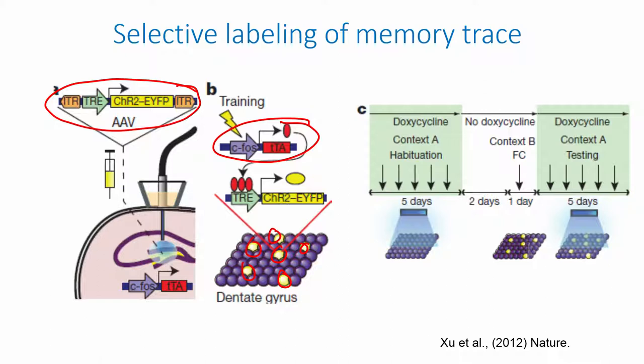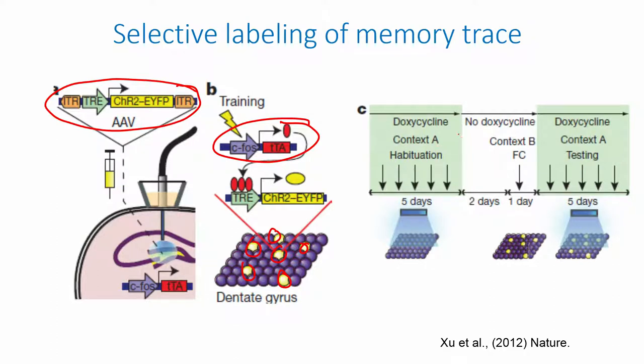The idea here is, now all this can be controlled with doxycycline, remember that. Now the idea here is that I am going to make use of the system and then train the mice such that I label those neurons that are actually encoding. Okay.